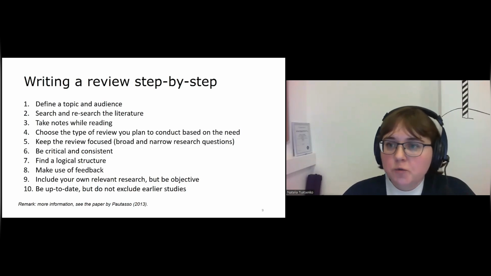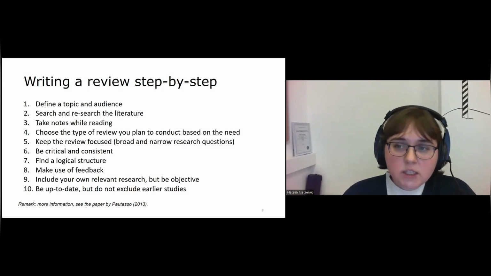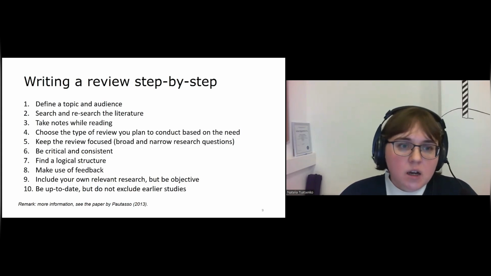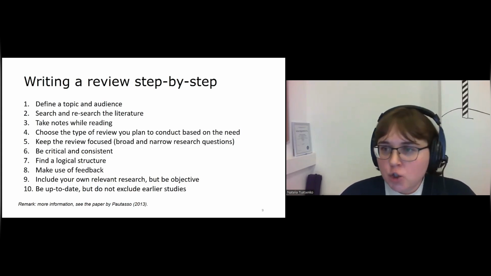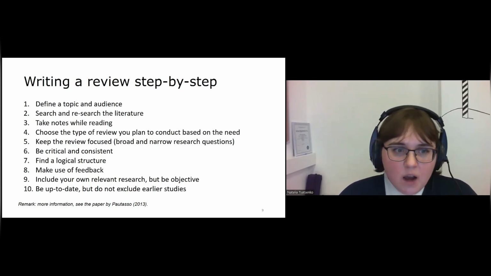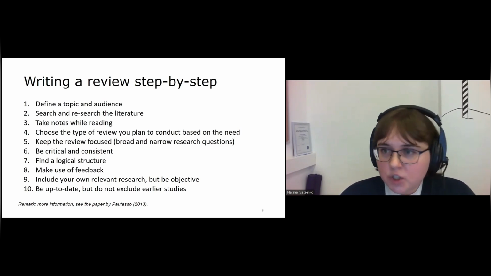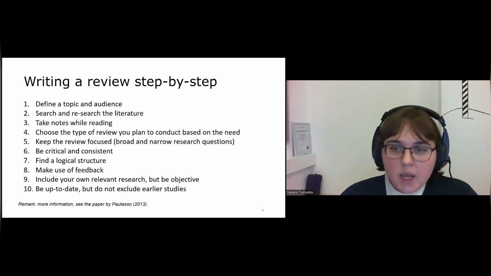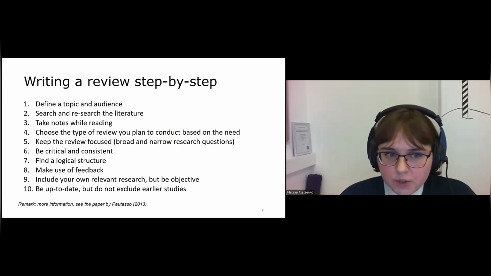First of all, we have to think about the topic and audience for whom we want to write. The second step is searching the literature and making notes during the reading, because we can't remember everything we read. The third step is deciding what type of review we plan to manage and what the actual need of this review is.